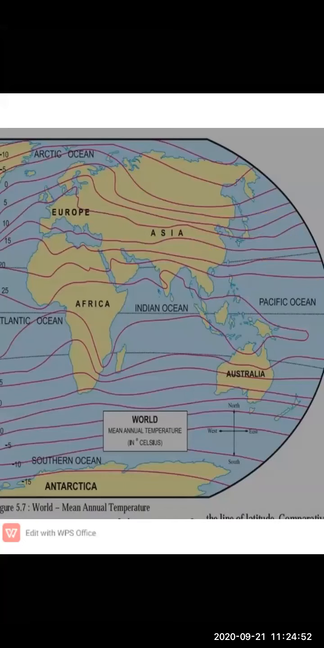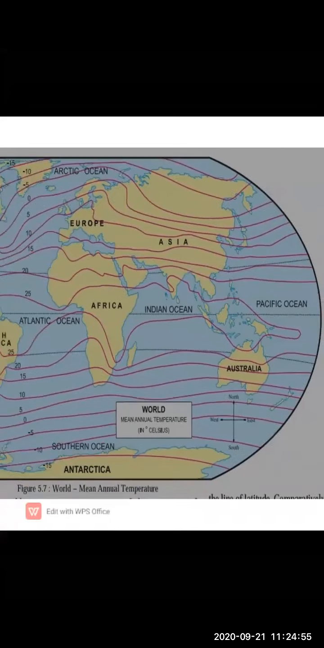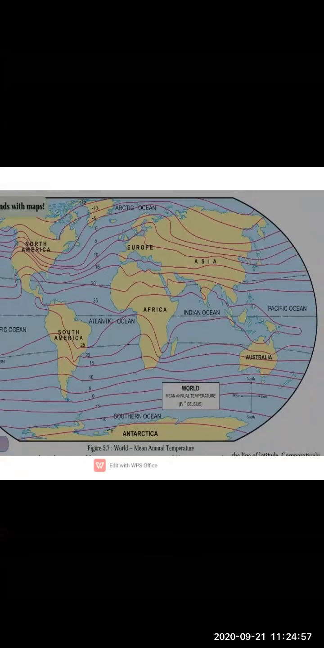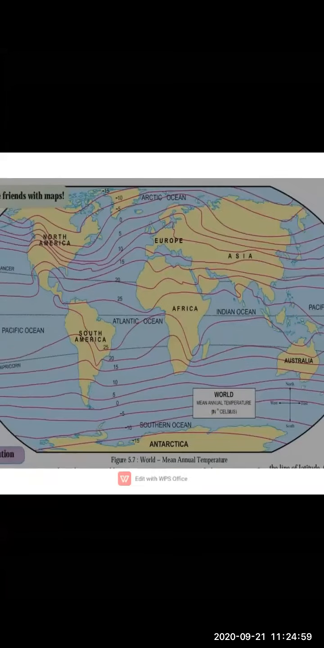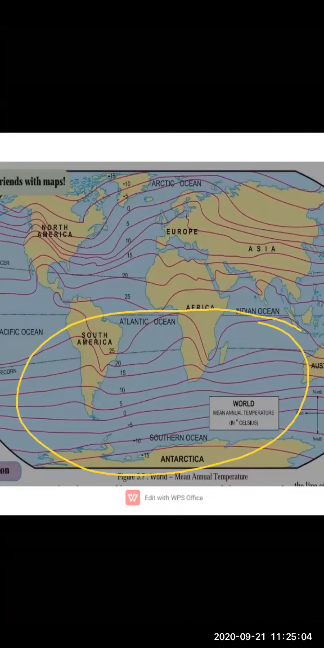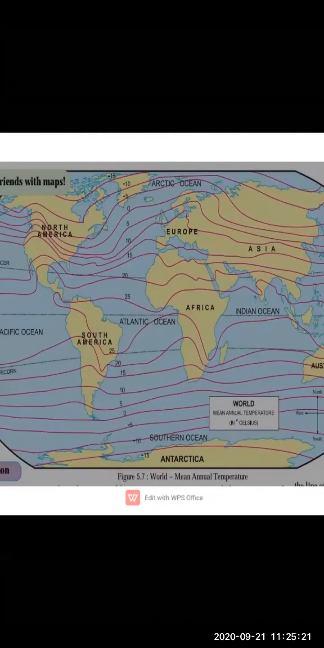Here we are going to study the isotherms in the southern hemisphere as well as in the northern hemisphere. First we are going to observe the isotherms in the southern hemisphere. Children, the isotherms in the southern hemisphere are fairly parallel to the latitudes. Can you see here? They are fairly parallel. From the South Pole to the Tropic of Capricorn, the distance between these lines is almost equal.